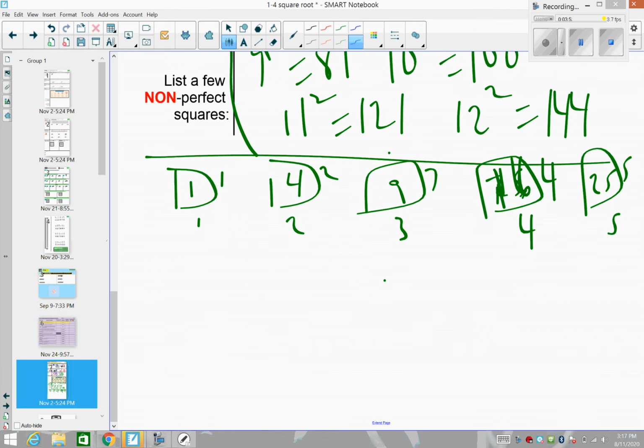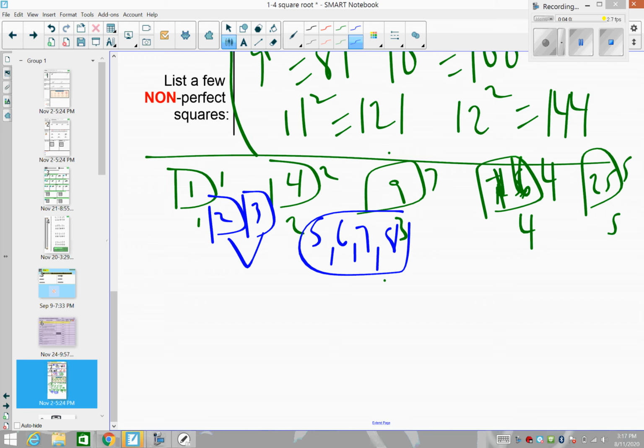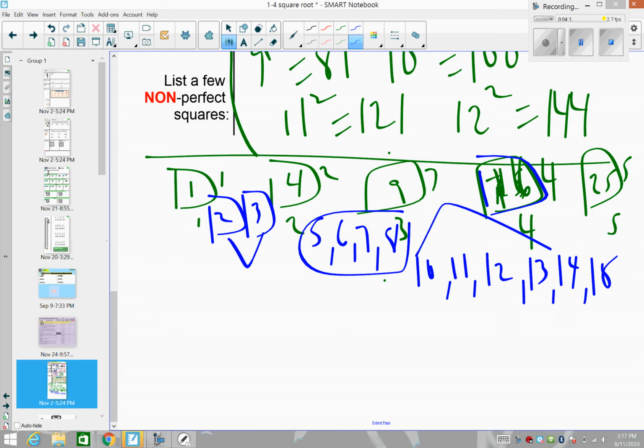So the square root of 2, the square root of 3, not perfect because they don't make squares. 5, 6, 7, 8, those don't make squares. 10, 11, 12, 13, 14, and 15 do not make squares. 16 does. These do not. 9 does, but these do not. 4 does, but these do not, and so on. So those are the non-perfect squares.